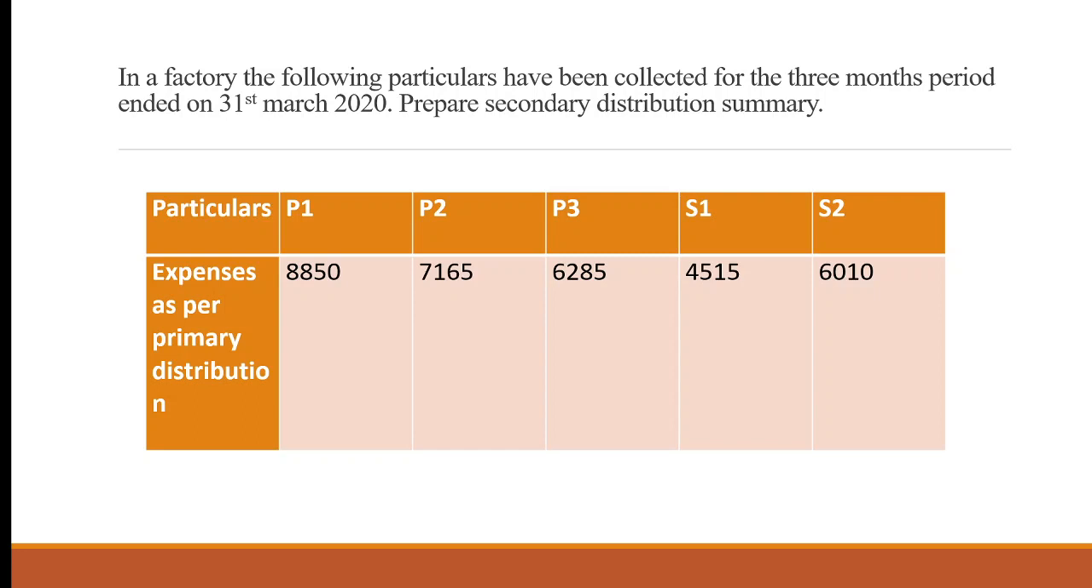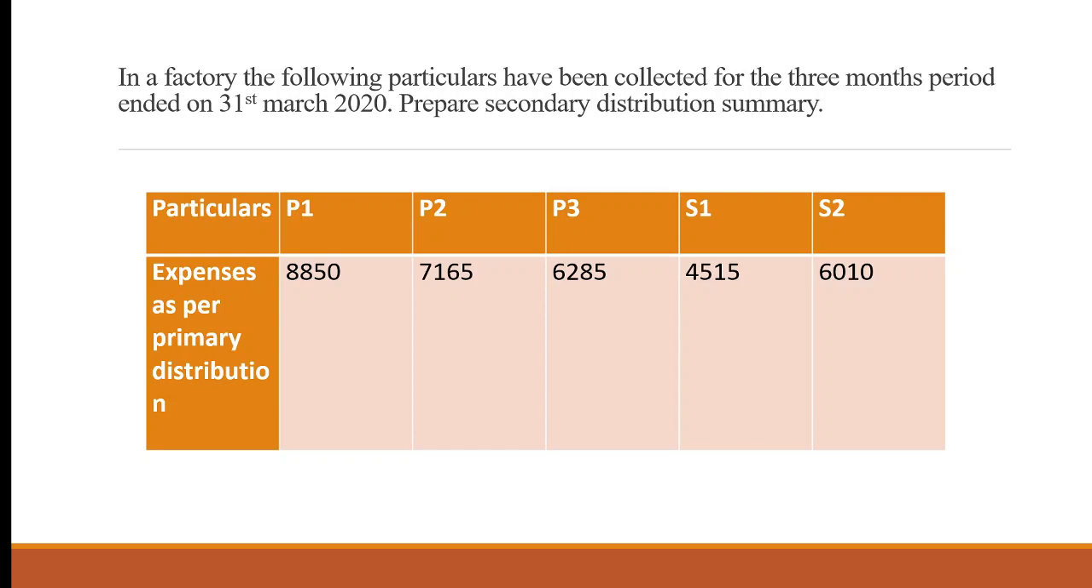In this problem, there are three production departments, that is P1, P2, P3, and two service departments S1 and S2. In a factory, the following particulars have been collected for the 3 months period ended on 31st March 2020. Prepare secondary distribution summary. We have the information, the expenses as per primary distribution. For P1 department 8,850, P2 department 7,165, P3 department 6,285. These are the three production departments, and there are two service departments, that is S1 and S2.